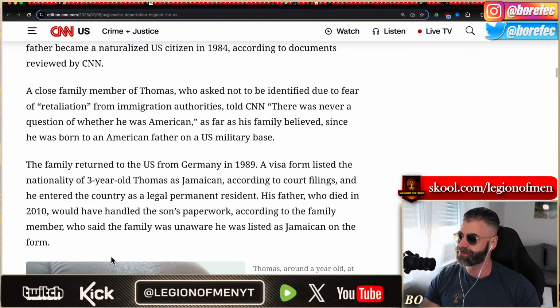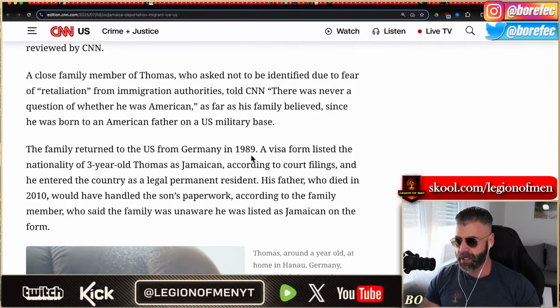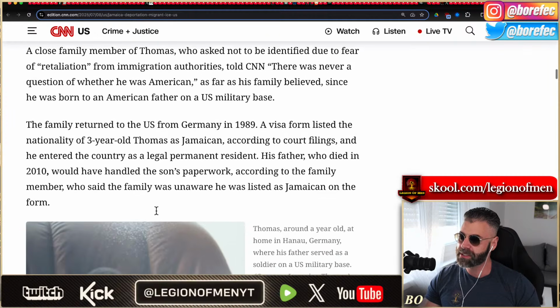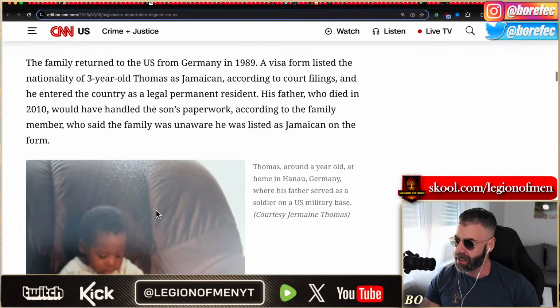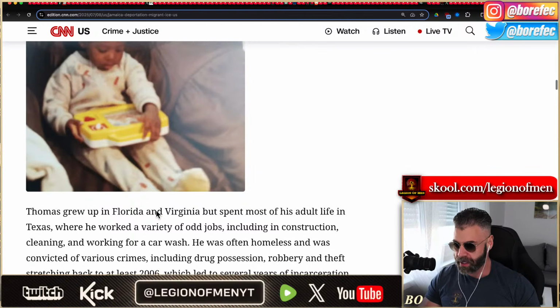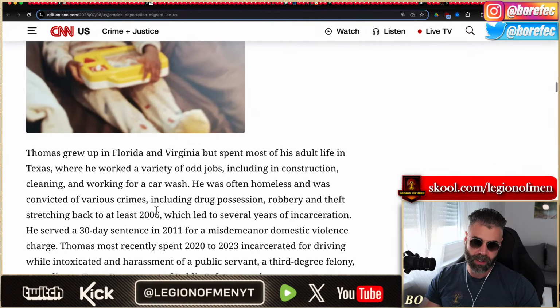The story continues. The family returned to the U.S. from Germany in 1989. A visa form listed the nationality of 3-year-old Thomas as Jamaican, according to court filings, and he entered the country as a legal permanent resident. His father, who died in 2010, would have handled the son's paperwork, according to the family member, who said the family was unaware he was listed as a Jamaican on the form. Bro, you've never tried to get a passport? You never got hired anywhere and saw something about your paperwork? Anything at the DMV? Anything with law enforcement at all? Something that tells you? Okay.